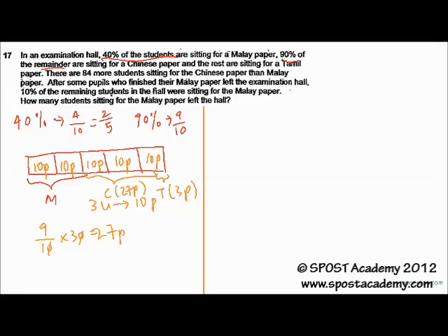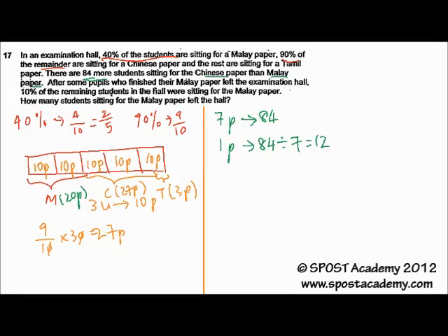Then the question says there are 84 more students sitting for the Chinese paper than Malay paper. So Malay, from here you can see that there's 20 parts, while Chinese there's 27 parts. So there's an additional 7 parts when we use 27 minus 20, and this 7 parts is equivalent to 84. So 1 part would be 84 divided by 7, which gives us 12.